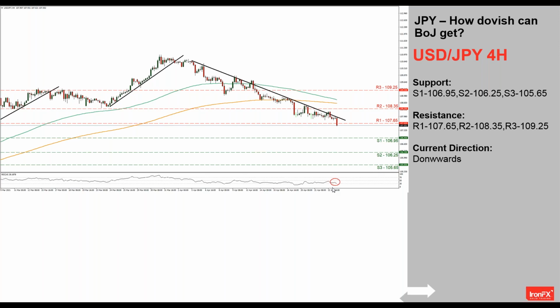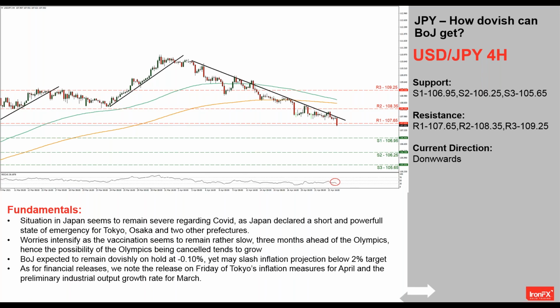Now, please note that the RSI indicator is dangerously approaching the reading of 30, which could imply that should it be breached, the pair is oversold and a correction higher could be in the cards. Moving on to the fundamentals. Once again, the situation in Japan seems to remain severe regarding COVID, as Japan declared a short and powerful state of emergency for Tokyo, Osaka, and 2 other prefectures.